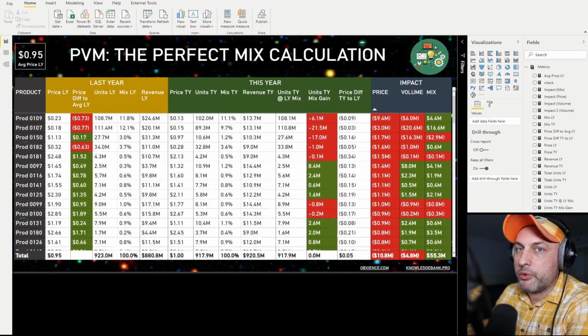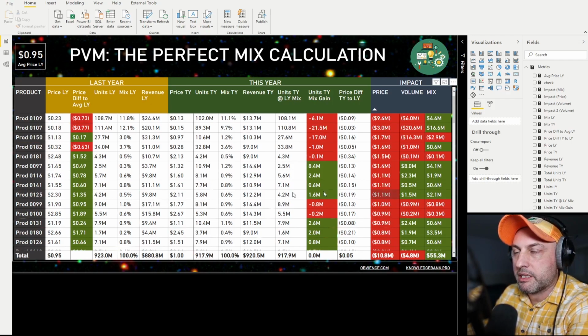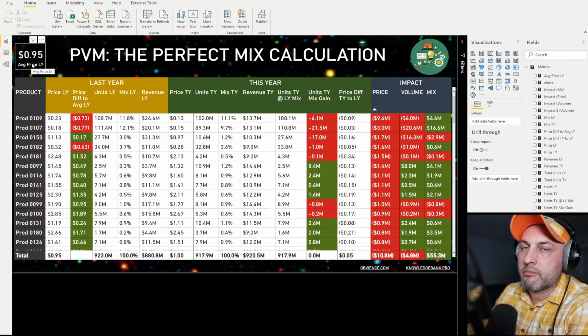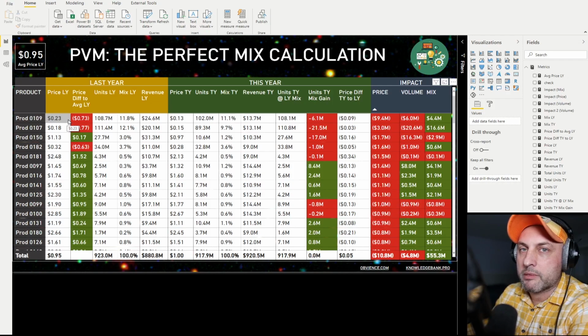So technically that's all you need to be able to build a perfect mix, but I figure it'd be useful if we go through some of the examples in the data set here to see if our calculation actually makes sense. So for example, let's take a look at the first line. We see that price last year is 23 cents and our average price is 0.95 cents. What does that mean? The more I sell of this product, that means that I'm selling more of a low revenue, low price product. That means if I sell the same amount of units this year and last year, and the only thing that's changed is I sold more of product 0109, that means that my revenue will shrink because I'm selling more of low-priced units.